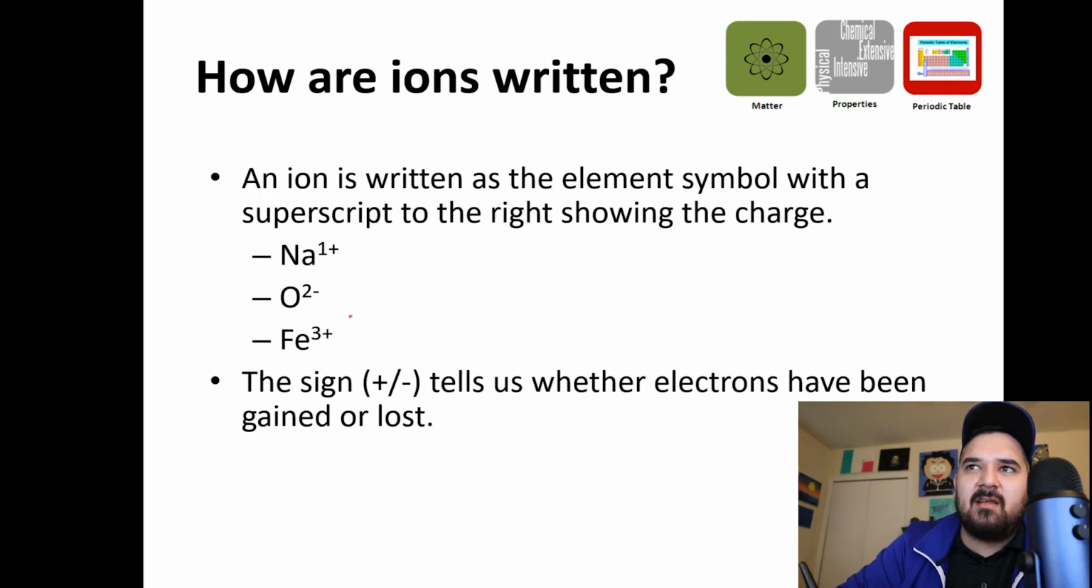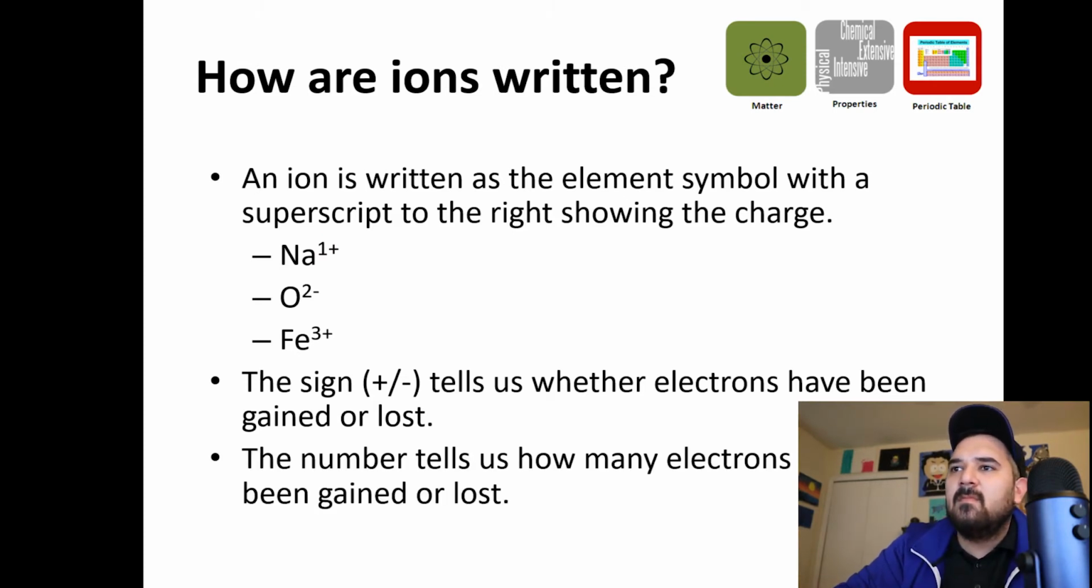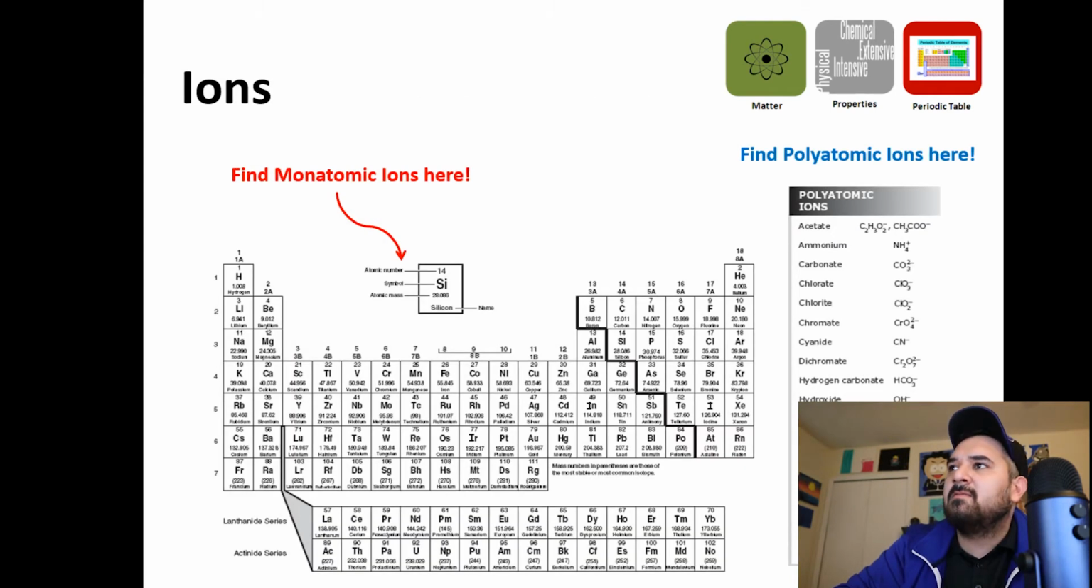Or O2 minus, that means it gained 2 electrons. And then Fe3+, that means it gave away its 3 electrons. And I was wrong about sodium, I'm sorry. So sodium +1 already gave away its electron. That's why it's got a +1 charge. All right, so the number tells us how many electrons have been gained or lost.